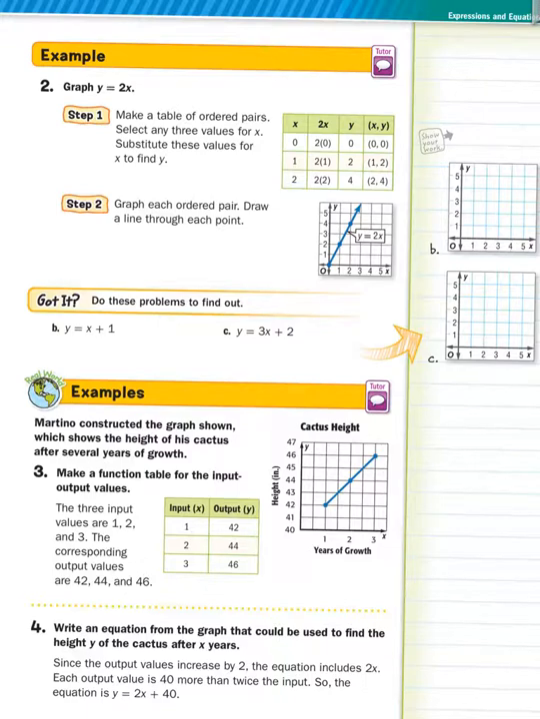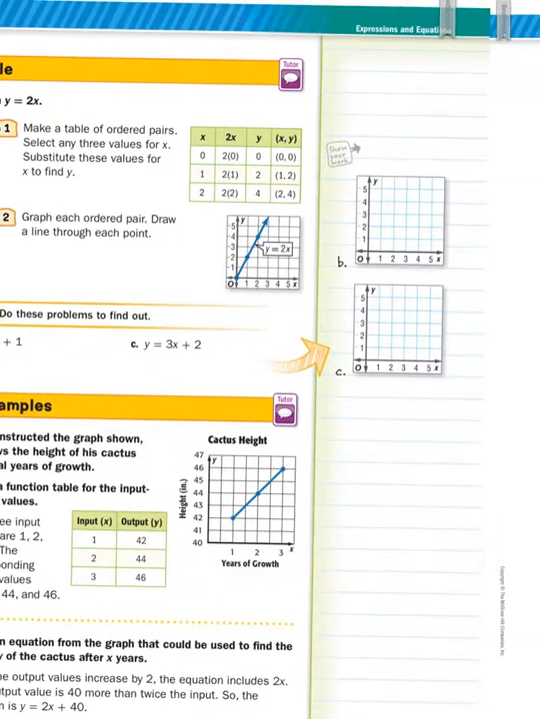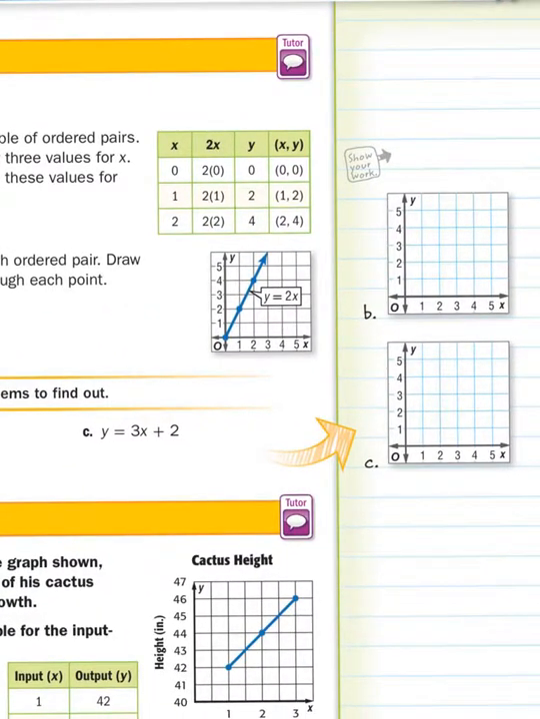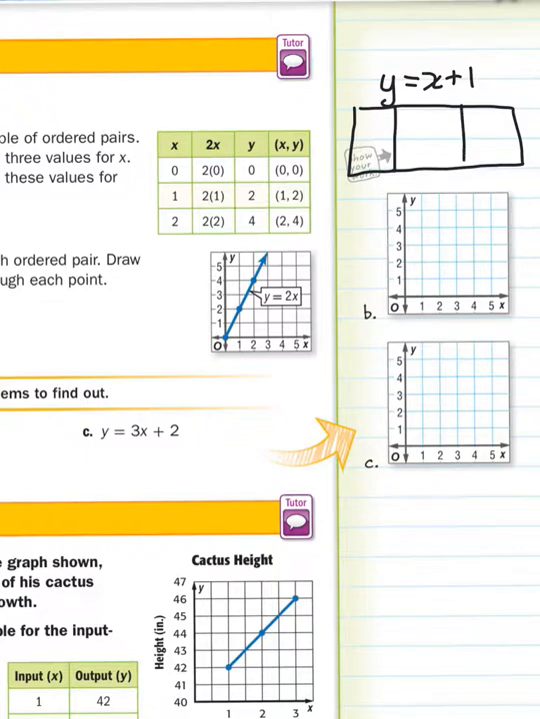Now in B, we will do that one together. Then I'm going to have you try C. So in B, the equation is y equals x plus 1. Now I'm going to move over here so we have a little more room. So we have y equals x plus 1. First thing I'm going to do is make a little table right here. The column on the left will be my x values. This will be my function, and this will be my y values.